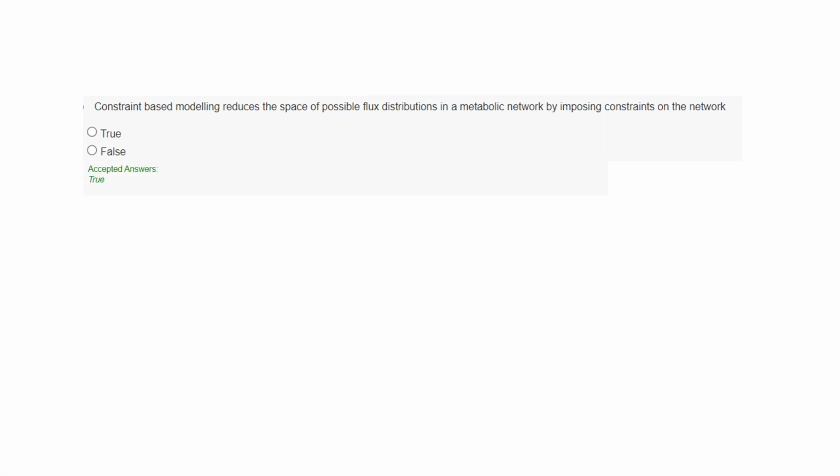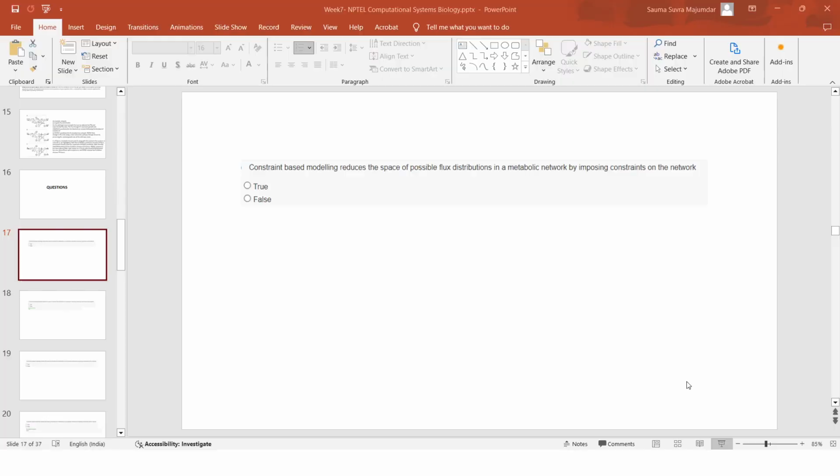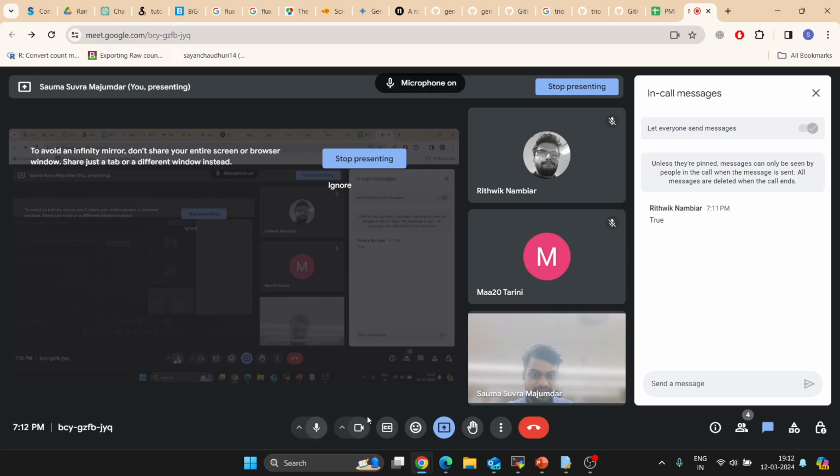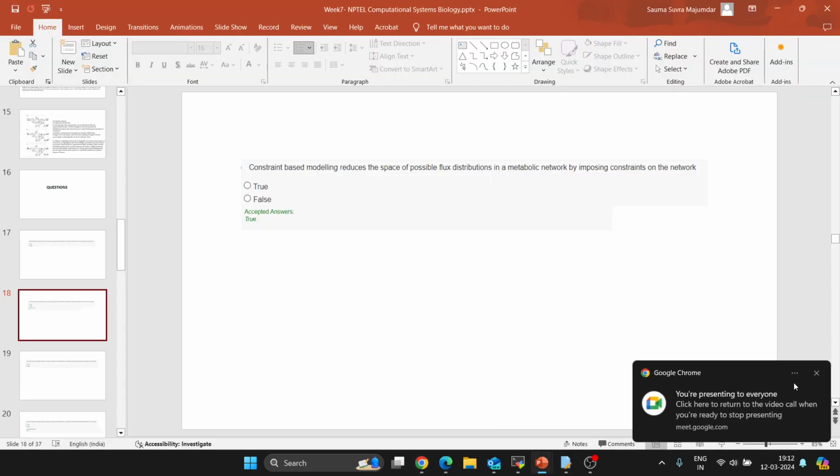Thank you, Ritvik. That's true. So constraint-based modeling approaches are... Could you unmute? Oh, sorry. Yeah, the answer is correct.